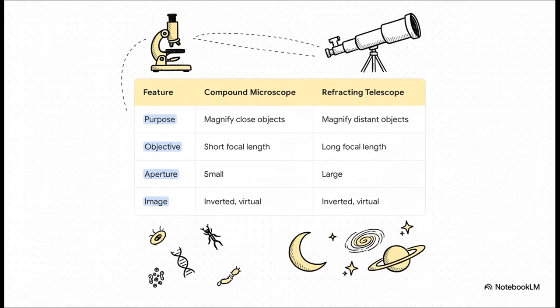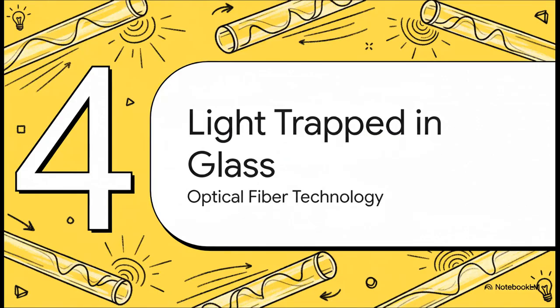So yeah, even though they both use a two-lens system based on refraction, you can see their designs are pretty much polar opposites. The microscope is built with short focal lengths to see things that are incredibly close. The telescope, on the other hand, uses a long focal length and a huge opening to see things that are incredibly far. But let's circle back to that incredible idea of trapping light with total internal reflection, because this is the foundation for one of the most important pieces of technology we've ever invented, the optical fiber.